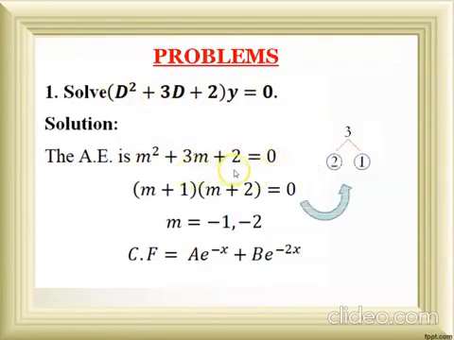We can factor easily without using the formula. Multiplicative value 2, addition value 3. Therefore the factors are (m plus 1) into (m plus 2) is equal to 0. After equating each factor to 0, I will get the roots minus 1, minus 2. These are real and distinct. Therefore the complementary function is a into e power minus x plus b into e power minus 2x, that is e power m1x and e power m2x.